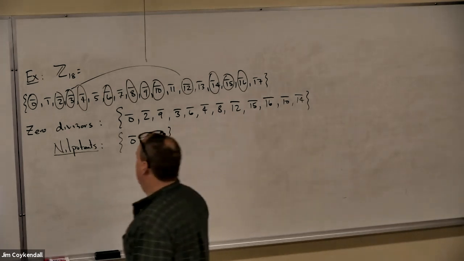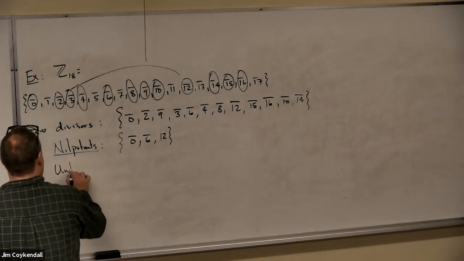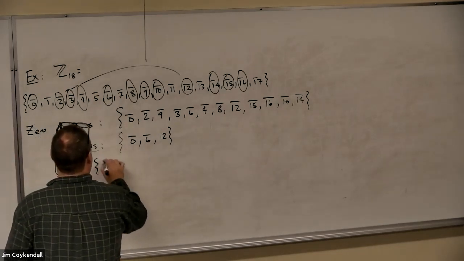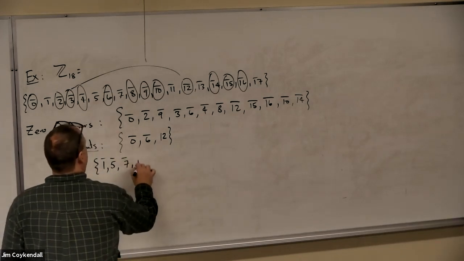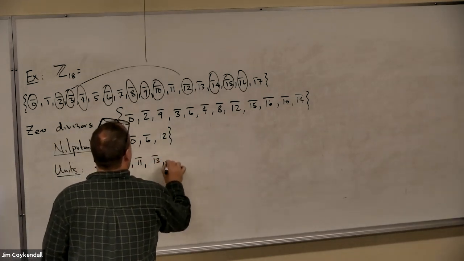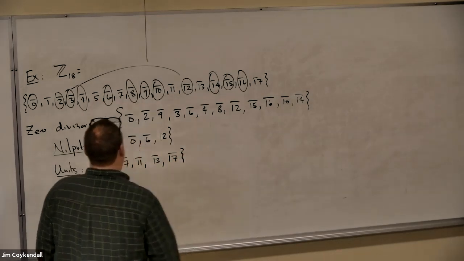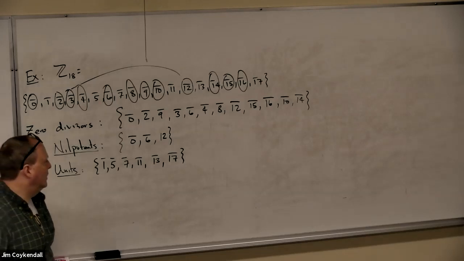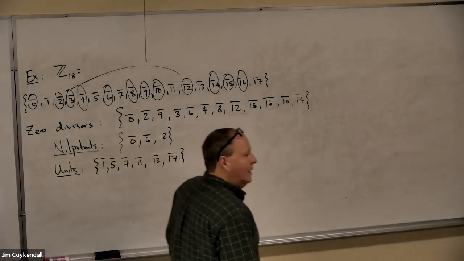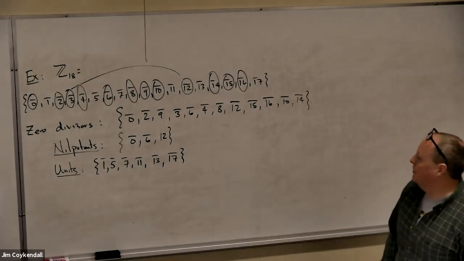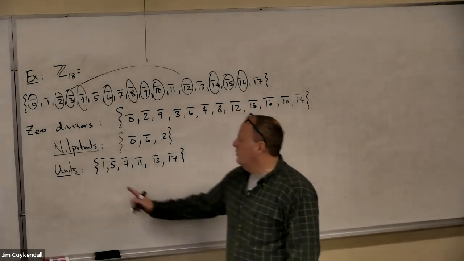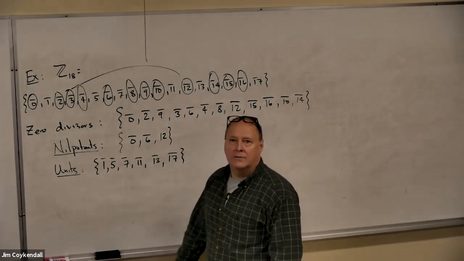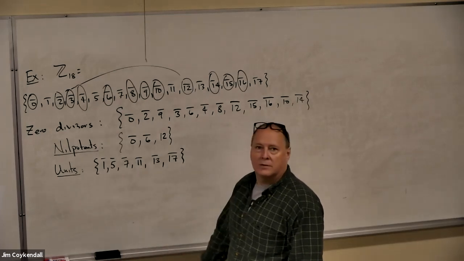The units are what's left over: 1, 5, 7, 11, 13, 17. By the way, can anybody tell me why any of these is a unit? I'll do a proof for 1. Clearly 1 is a unit because 1 times 1 is 1. But all of the rest of these should have inverses. How do I know that they've got inverses?